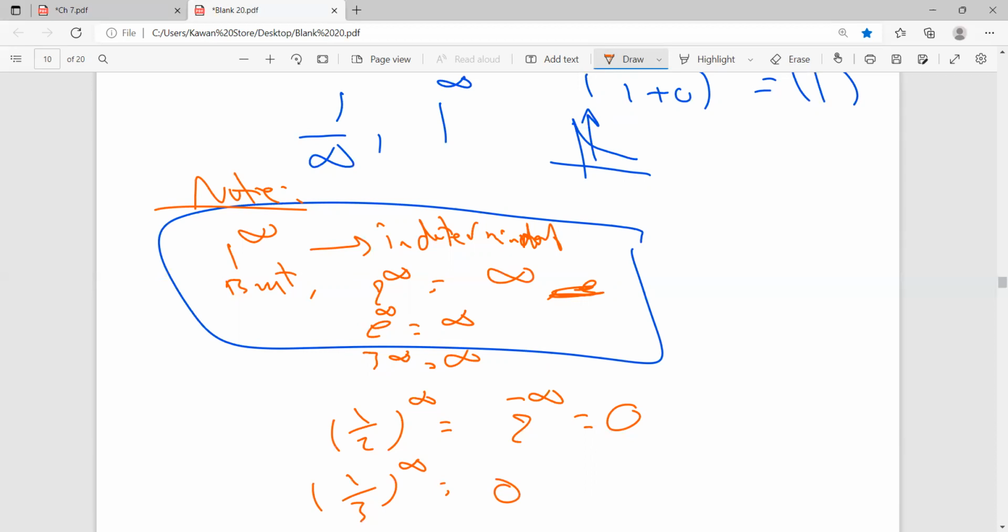Do you know why 1 over 2 with an infinite power is equal to 0? Because 1 over 2 will change to 1 over 4, 1 over 8, 1 over 16. Am I right? So it's going to decrease. The denominator will be larger, and the whole fraction is going to 0. That's why we say it's going to 0.